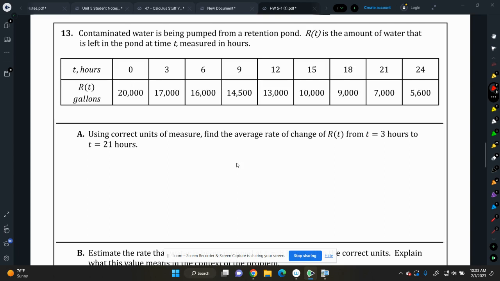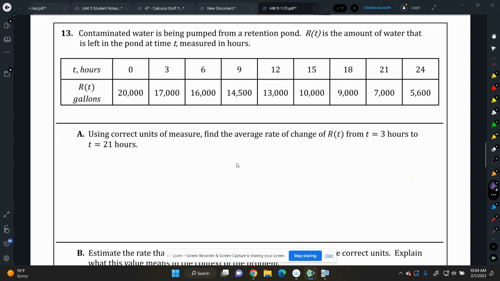Okay, contaminated water is being pumped from a retention pond. R of t is the amount of water that is left in the pond. t is measured in hours. Okay, so R of t is the remaining water. So always take a moment to look at these tables, right? If you notice, as time progresses, R of t is decreasing, which we would expect, right? Using correct units of measure, find the average rate of change from t equals 3 hours to t equals 21 hours.